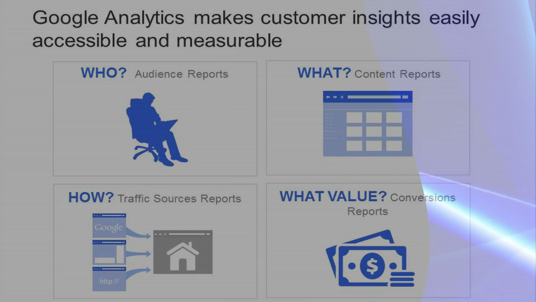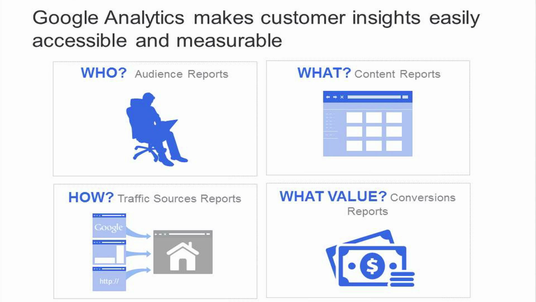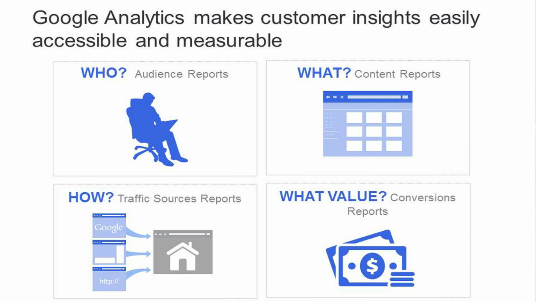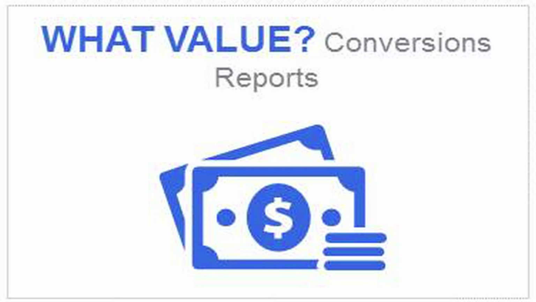Thirdly is what. And this is, what are they doing on our website? How are they engaging with us on our website? What web pages are on this? And we use this through content reports. And finally, what is the value? What is the value of a customer on our website? And this is where we can use conversion reports to figure out what a customer is worth to us. What a customer is worth to us when they engage with us on our website.